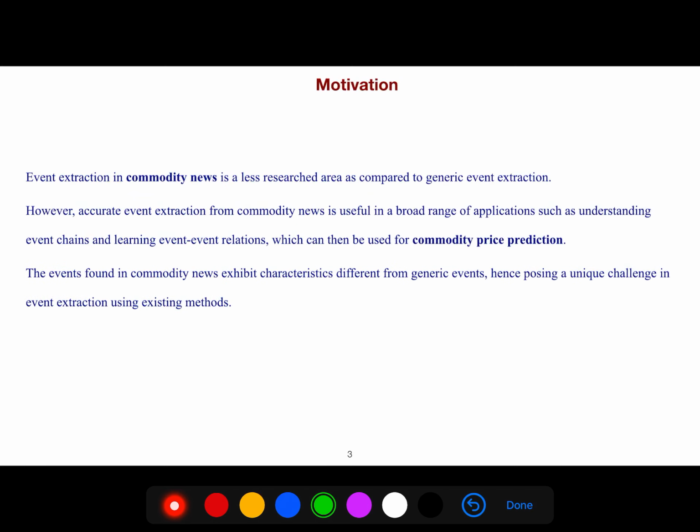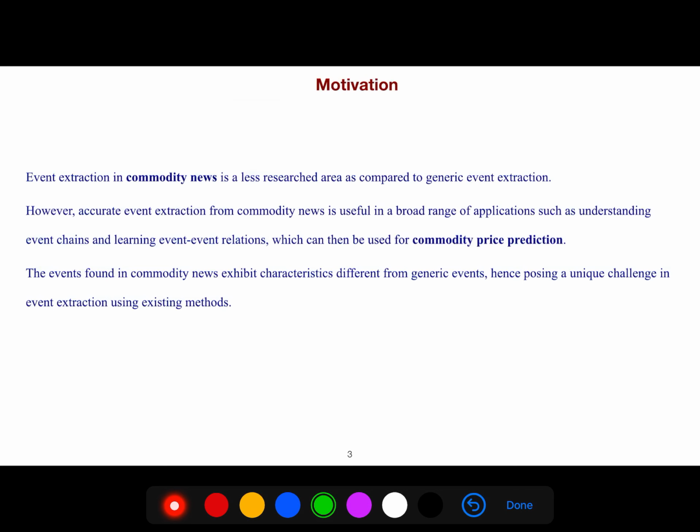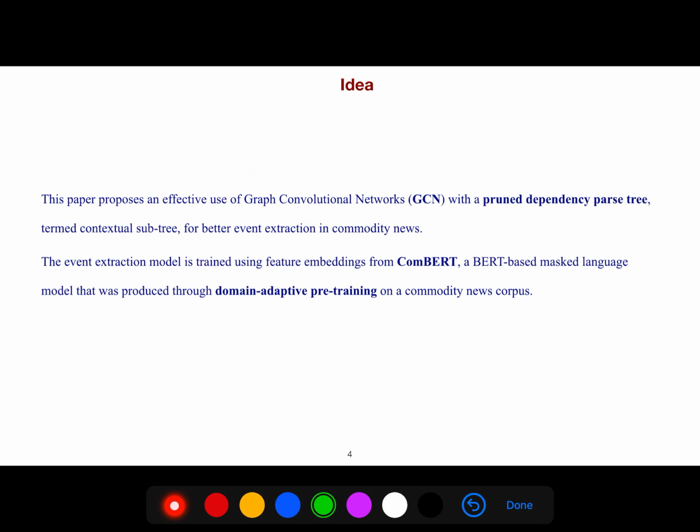So this paper is from Monash University. We introduce ConVERT for feature embedding. It's a BERT-based masked language model that was produced through domain adaptive pre-training.